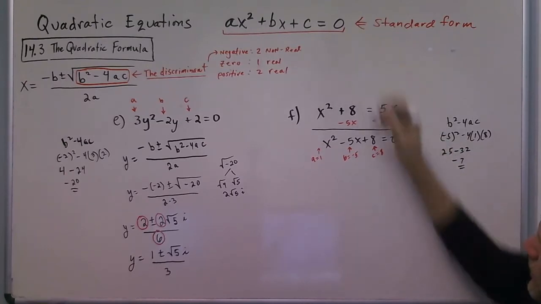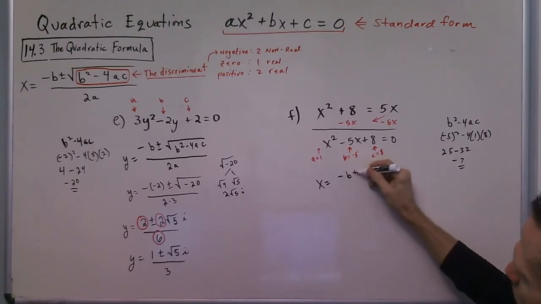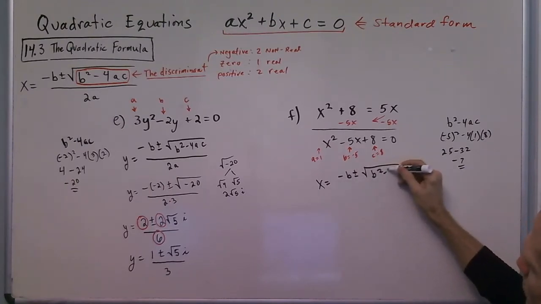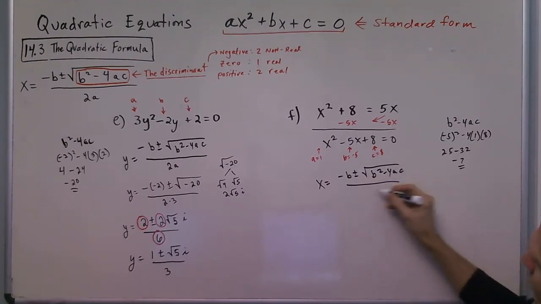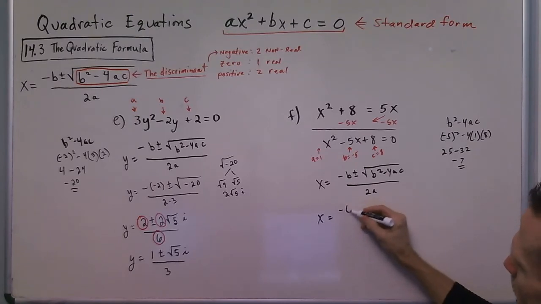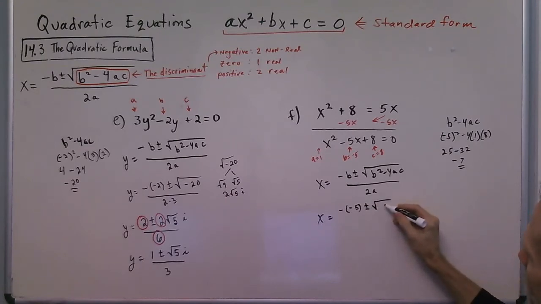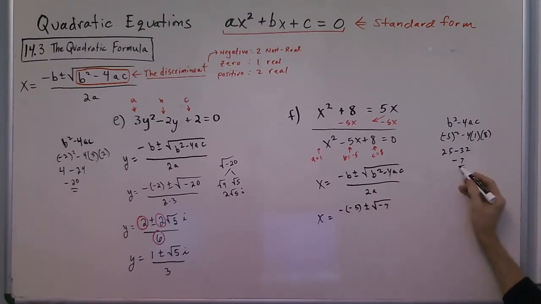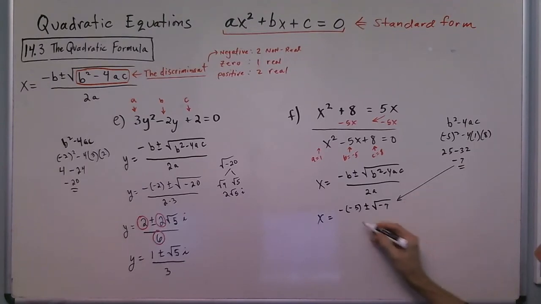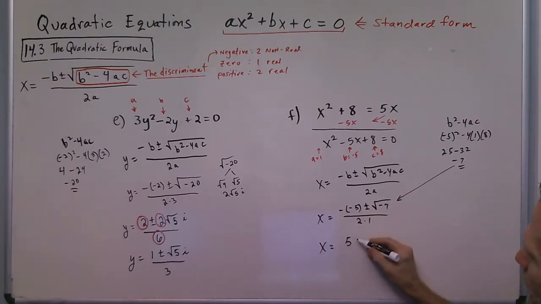Two non-real solutions. So x is equal to -b plus or minus square root of b squared minus 4ac over 2a. X is equal to negative 5 plus or minus the square root of negative 7. Remember, we just put our discriminant right in here. Over 2 times 1. I get x is equal to 5 plus or minus the square root of negative 7 over 2.